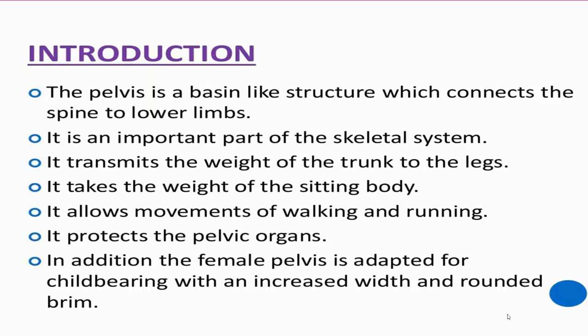The pelvis is a basin-like structure which connects the spine to lower limbs. It is an important part of the skeletal system and transmits the weight of the trunk to the legs, and it takes the weight of the sitting body and allows movement of walking and running and protects the pelvic organs. And in the female pelvis, it is adapted for childbearing with an increased width and rounded rim.